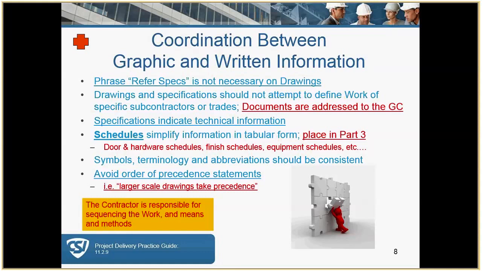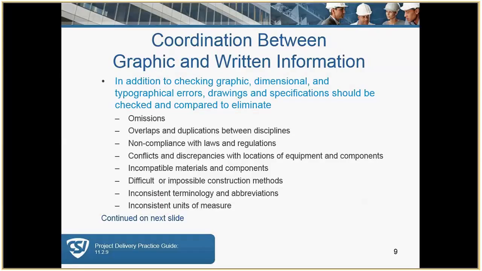Coordination between graphic and written information. Now, a good method for checking specifications and drawings is to use a master list of specification sections or a well put together checklist. And the specifier should review the drawings with the job captain, project architect, or that individual that's been assigned to the overall running of the project. Now, items not shown on the drawings or in the scope of work should be eliminated or edited from the specs.